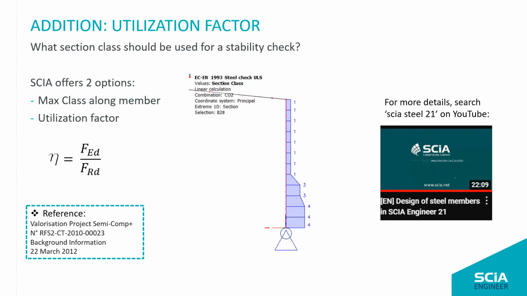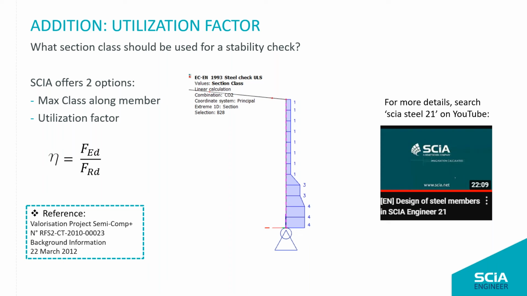Okay, and the next addition for classification and the final one, I think, is the utilization factor. This one comes from the question, what section class should be used for a stability check? Because if we look at stability, it's an effect that runs over the full length of an element. It's the full column that's going to buckle, not just one section. And if we look at the column in this example, sometimes it has section class 1, sometimes it has section class 4. Which one should we use when we are checking for buckling? That's the question. Now, previously, because there was no guidance, SCIA just used the maximum class found along the member.